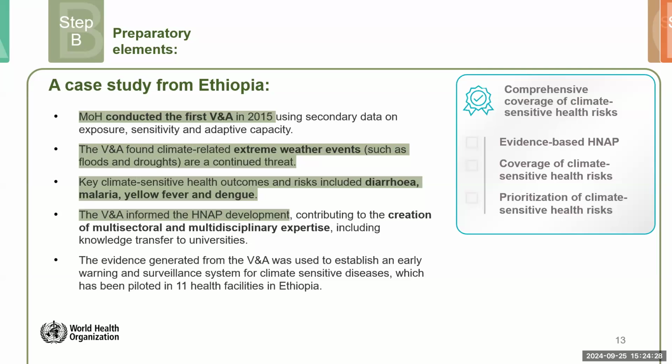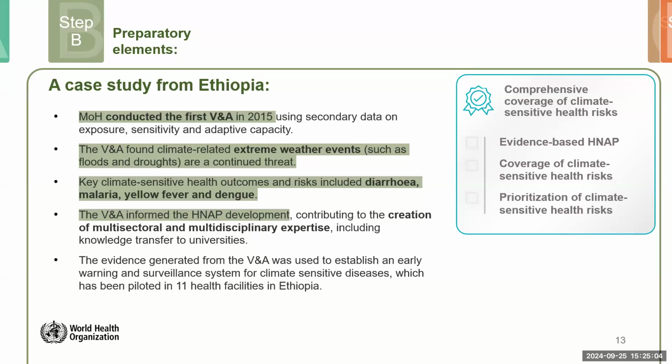So the VNA was used to ensure that the HNAP was based on best available evidence specific to their setting in Ethiopia. Where possible, it is recommended that the VNA is comprehensive and that countries are ambitious in covering the climate-sensitive health risks in the assessment, including as many as you see within your context. And so we see what Ethiopia found, that climate change affects populations in situations of vulnerability disproportionately due to a lack of adaptive capacity and appropriate coping mechanisms.